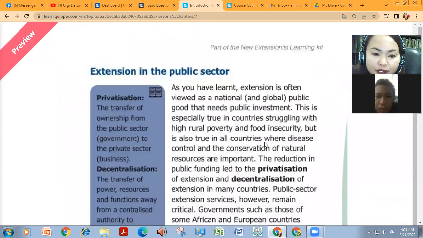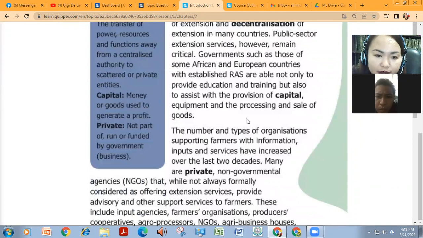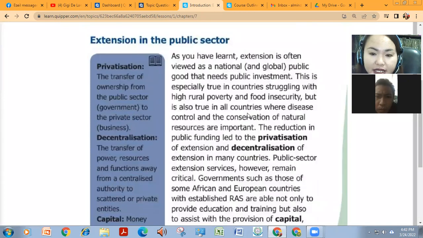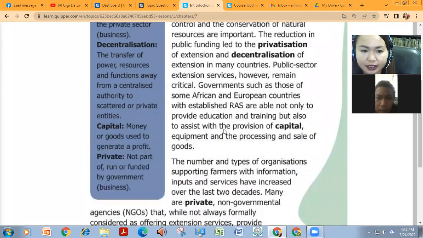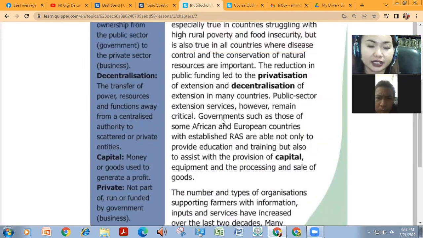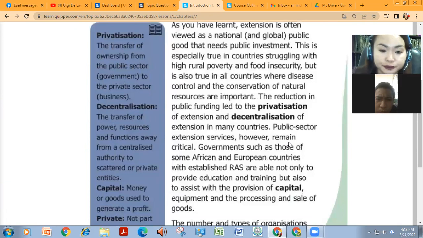Okay, so I guess let's hurry up and find a proper stop, since it's already 40 minutes. So extension in the public sector. There are two types that we have heard many times already when we speak of economy: privatization and decentralization. So what is the difference between the two?